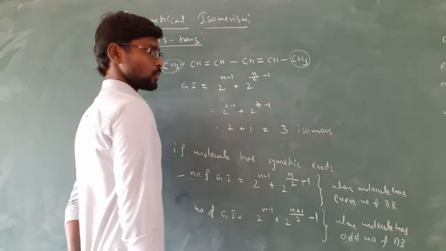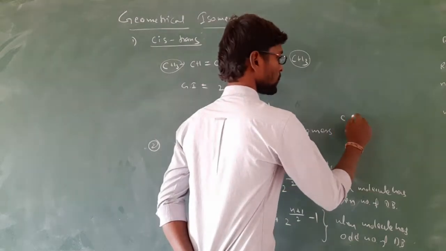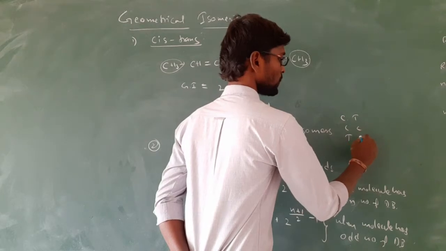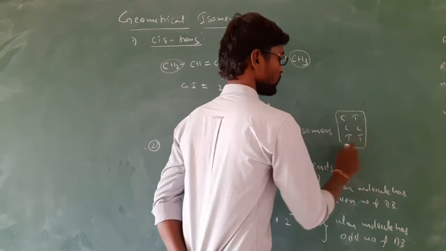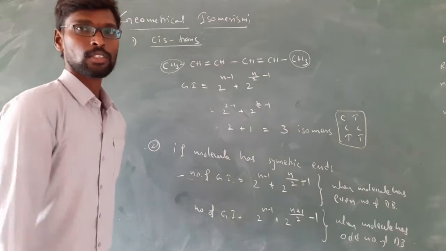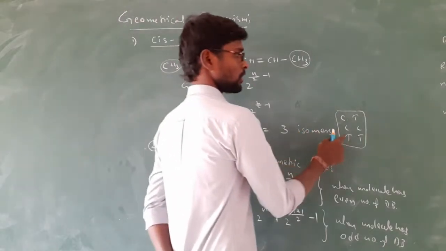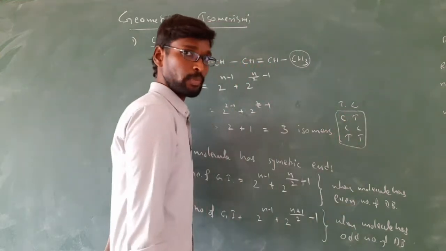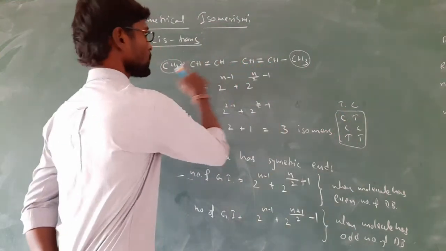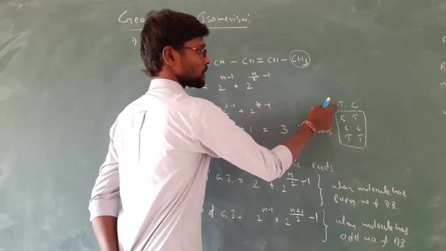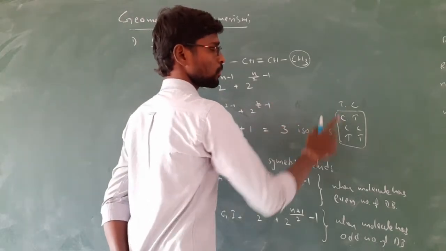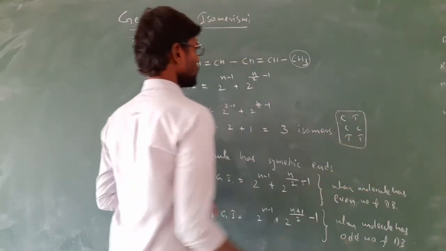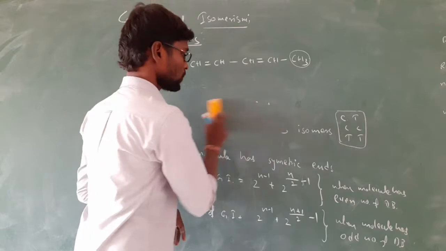What are the 3 isomers? One is cis trans, the second is cis cis, and the third is trans trans. So these are the 3 isomers you will get in this molecule. You can also write trans cis, but as I told you, when it has symmetrical ends, trans cis and cis trans both are the same. Now we will write how it looks. So I am doing this one.